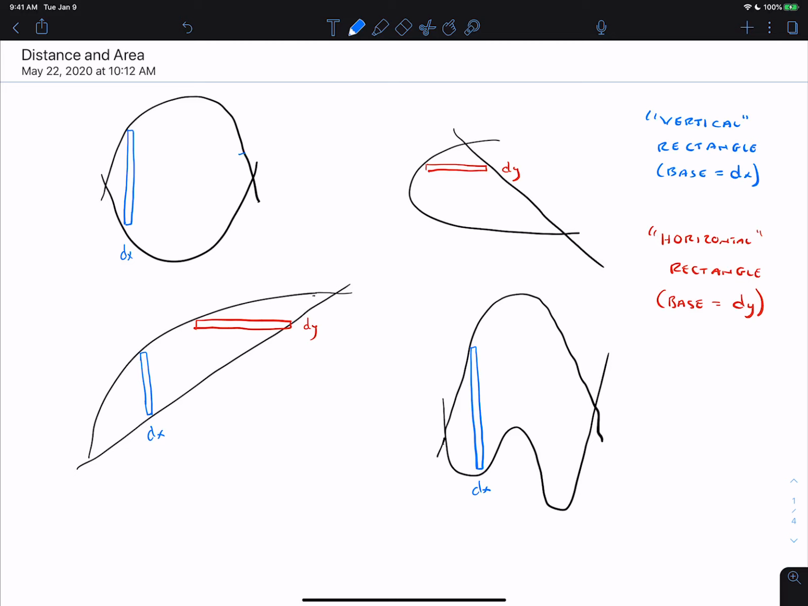So if you're using a vertical rectangle with dx, then everything you write in the problem should be involving the variable x and not the variable y. So if you're using the letter x, that's fine. If you need to describe y, you will need to do that in terms of the variable x. The opposite's true if you're using a horizontal rectangle with dy. When you're using dy, you can use the variable y, but you cannot use the variable x. If you want to describe x, you would need to describe it in terms of y.